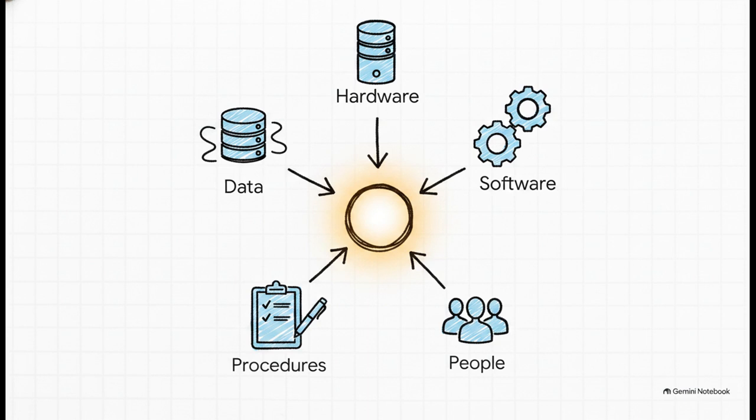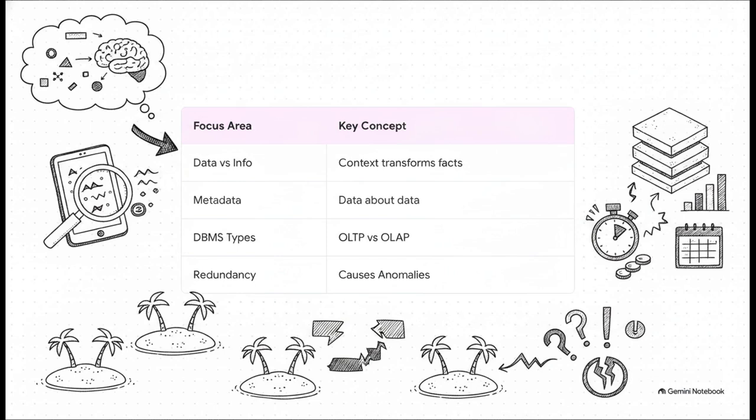Hardware, which is the physical machines. Software, meaning the operating system, the DBMS, and application programs. People, including database administrators, designers, and everyday end users. Procedures, which are the rules and instructions governing the design and use of the system, and of course, the data itself.